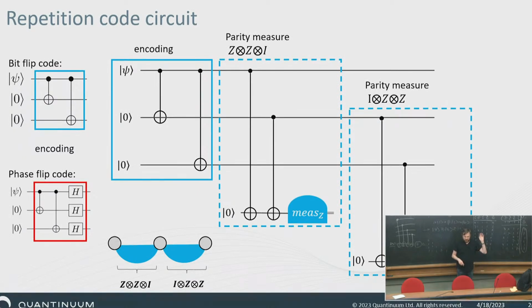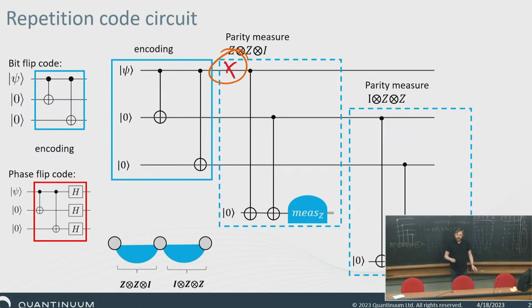And here's more circuitry. I'll quickly go to a more abstract version of this. Here we see the encoding circuit at the very beginning again that produces our entangled alpha times 0, 0, 0 plus beta times 1, 1, 1 state. And then we use this circuitry to measure the observable ZZI, and we use this circuit to measure this observable here. So we introduce these two ancillas, or we could reuse the ancilla if we can reset it.